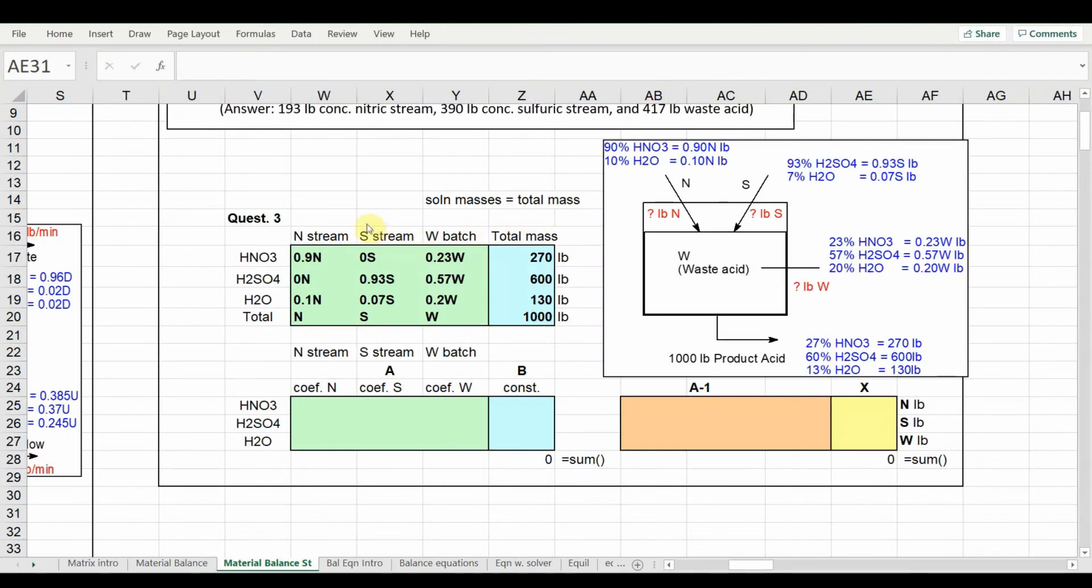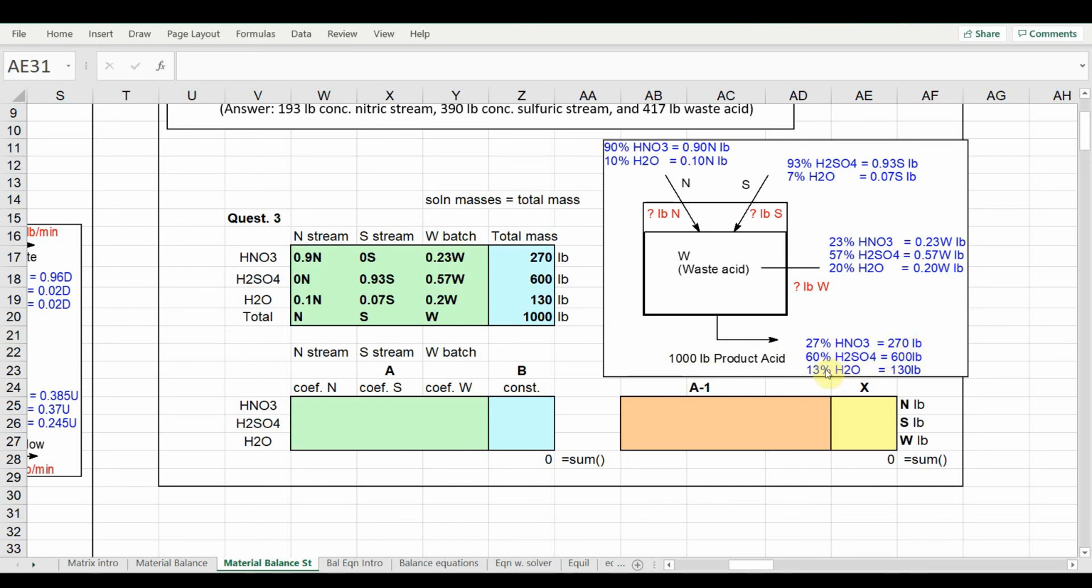This Excel file is called Matrix, and the worksheet is called Material Balance. Here I've drawn a diagram, entered the information, and done some simple calculations. So the desired product is 27% by weight nitric acid. We're told there's 1,000 pounds of it. Therefore, we write down 270 pounds of nitric acid.